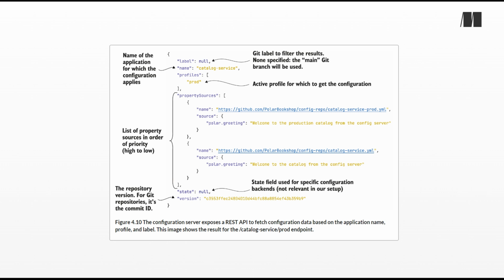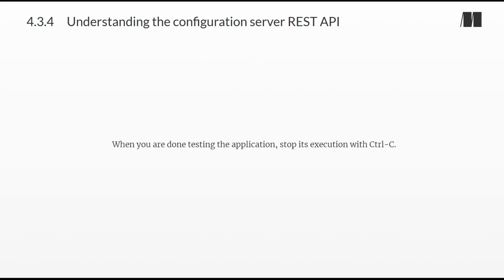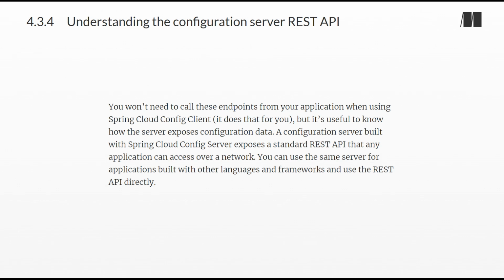Figure 4.10. The configuration server exposes a REST API to fetch configuration data based on the application name, profile, and label. This image shows the result for the /catalog-service/prod endpoint. When you are done testing the application, stop its execution with Ctrl-C. Spring Cloud Config Server exposes properties through a series of endpoints using different combinations of the application, profile, and label parameters. See this code? You won't need to call these endpoints from your application when using Spring Cloud Config Client. It does that for you. But it's useful to know how the server exposes configuration data.